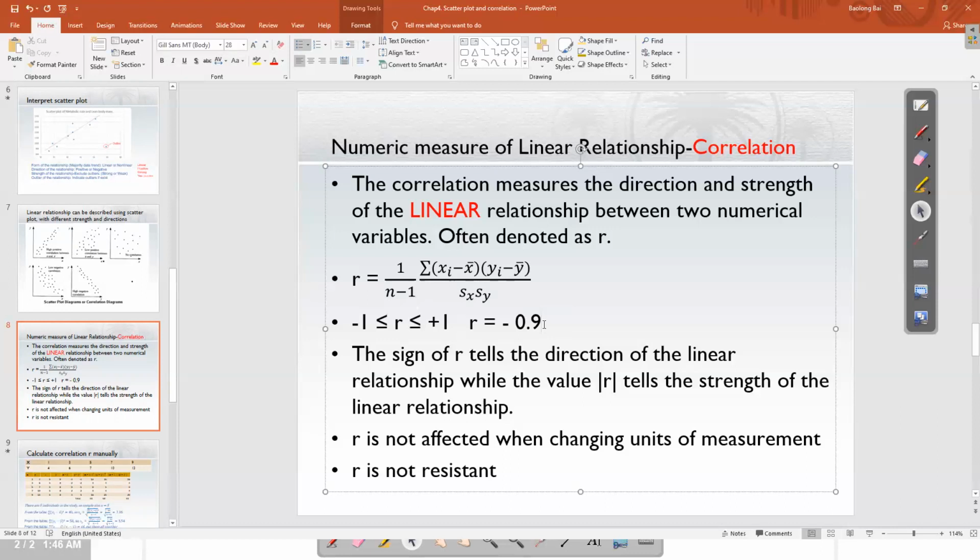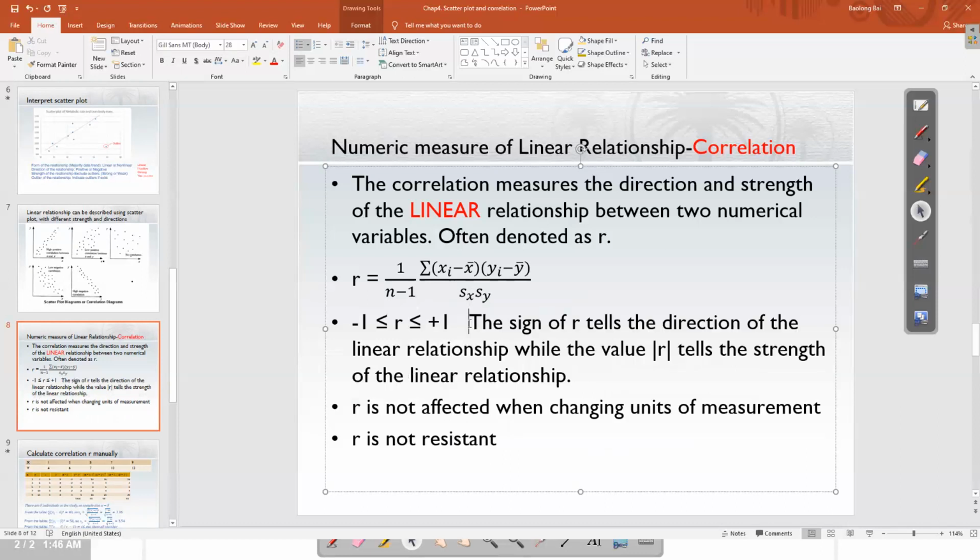So what about if correlation R equals -0.3? What kind of relationship do we have now? It's a negative, weak linear relationship, right? Okay, so that's correlation.